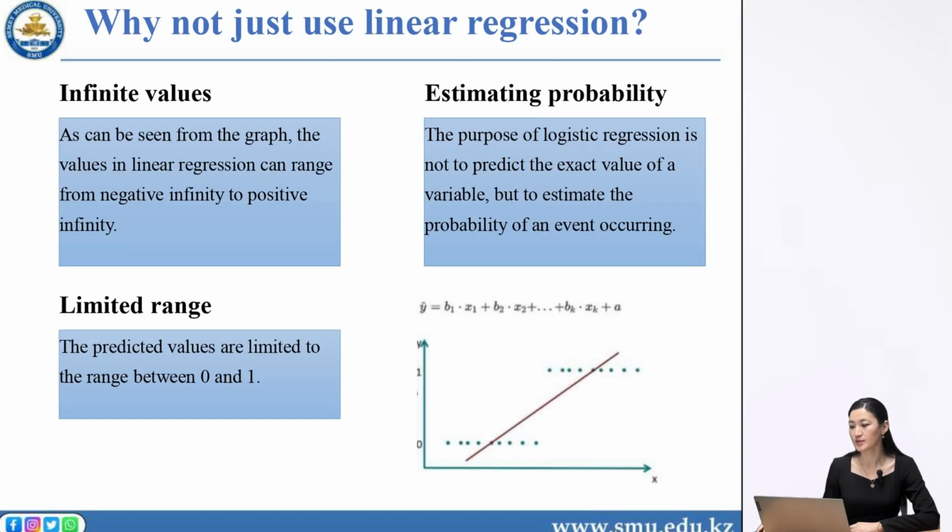Why not just use linear regression? Infinite values. As can be seen from the graph, the values in linear regression can range from negative infinity to positive infinity. Estimating probability. The purpose of logistic regression is not to predict the exact value of a variable, but to estimate the probability of an event occurring. Limited range. The predicted values are limited to the range between 0 and 1.